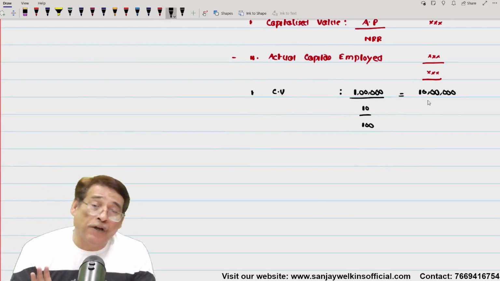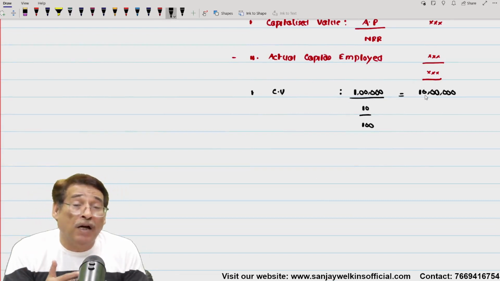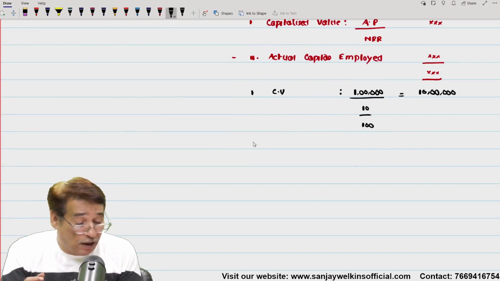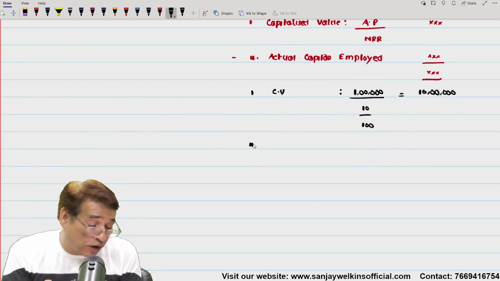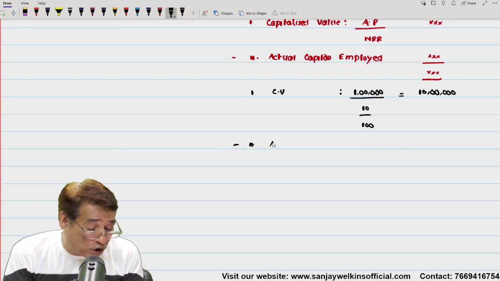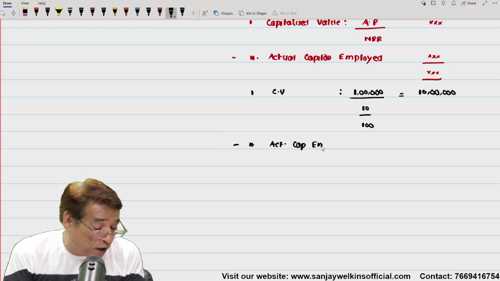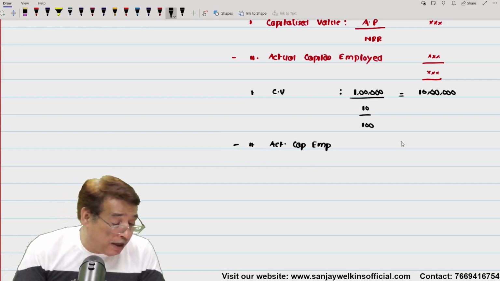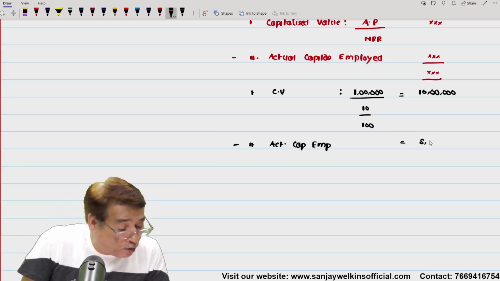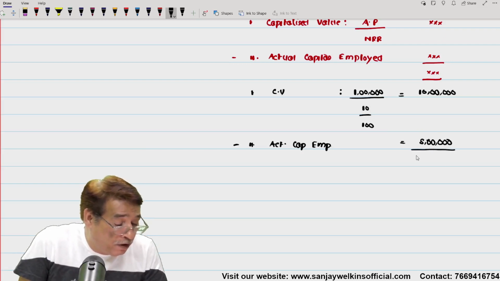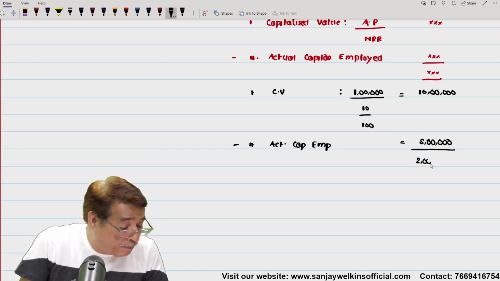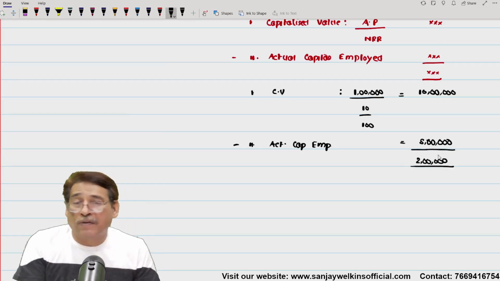So this is capitalized value. Capitalized value means market value of your capital. Now you will subtract the actual capital employed. Your actual capital employed, you know already, is 8 lakh. So the difference will tell you goodwill. Generally under this method, no years of purchase required.